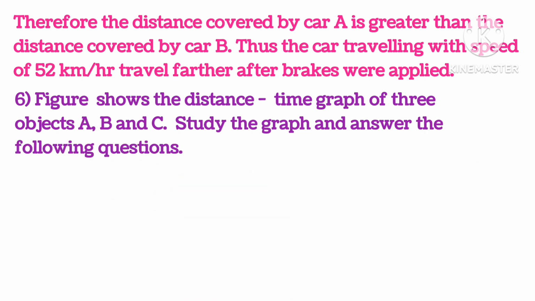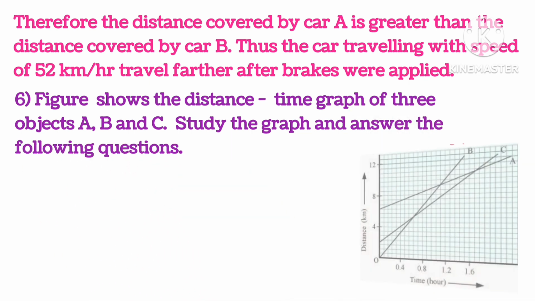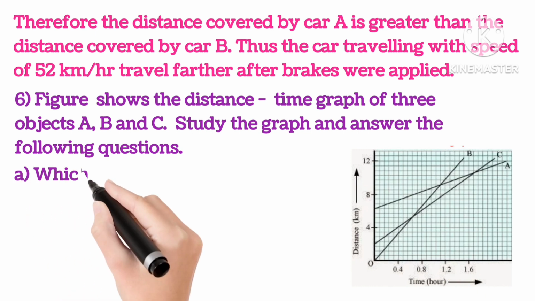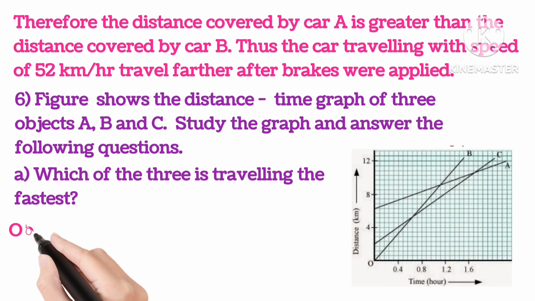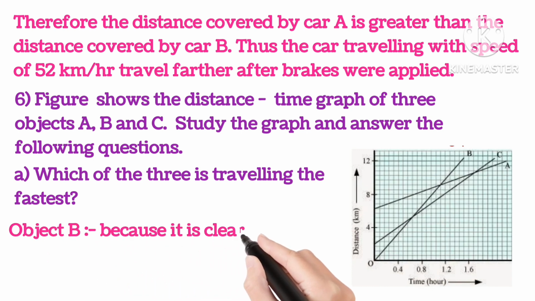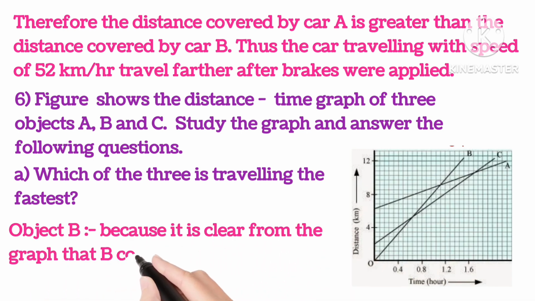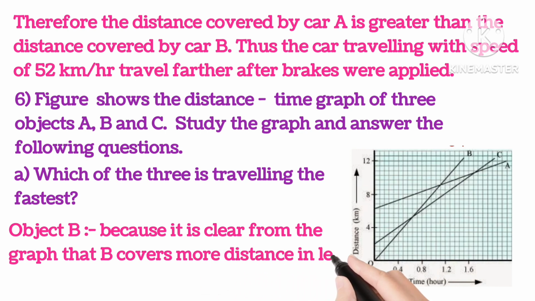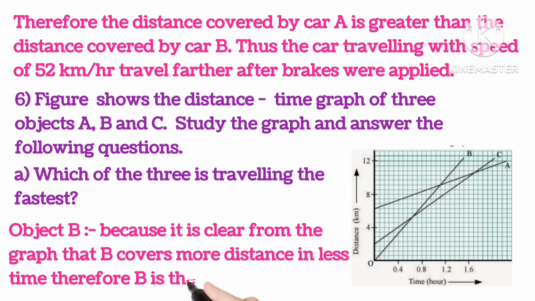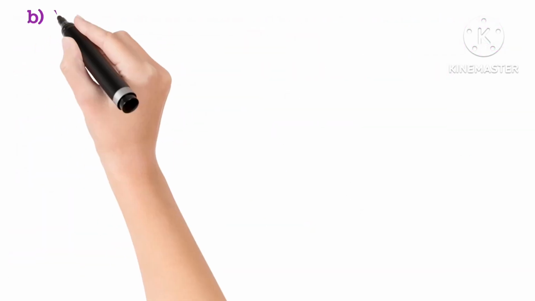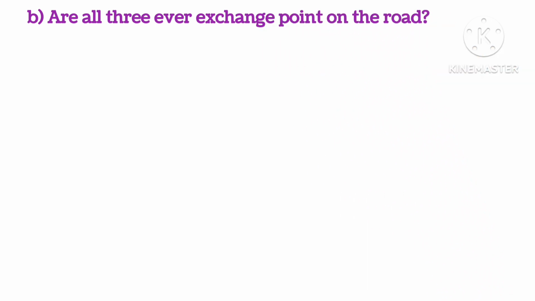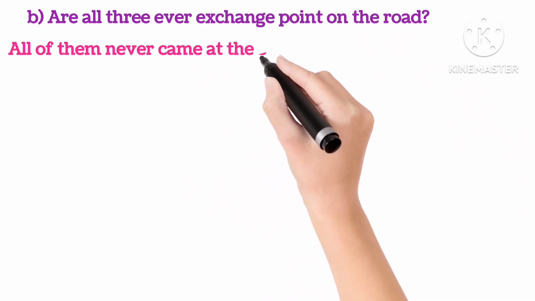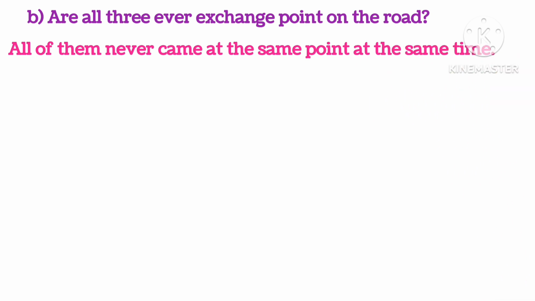Sixth, figure shows the distance time graph of three objects A, B and C. Study the graph and answer the following questions. As you can see in the graph, which of the three is traveling the fastest? Answer is object B, because it is clear from the graph that B covered more distance in less time. Therefore, B is the fastest. B, are all the three ever at the same point on the road? All of them never meet at the same point at the same time.